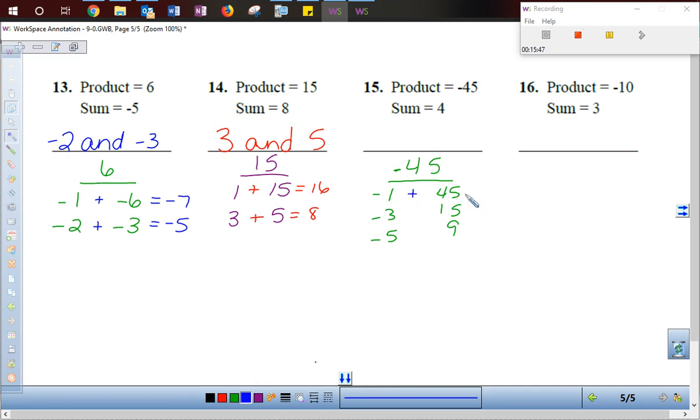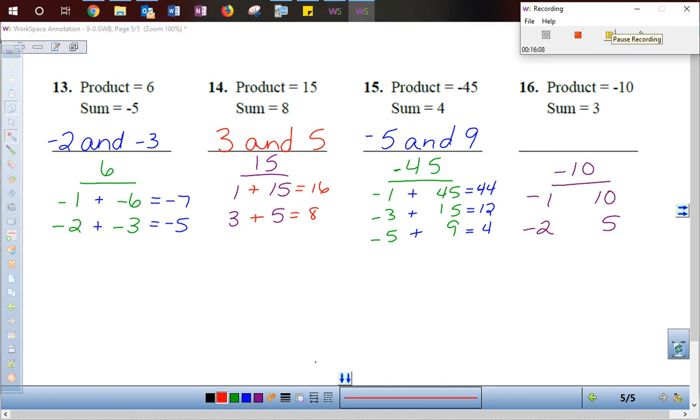So negative 1 and 45 gives me 44. Negative 3 and 15 gives me 12. And negative 5 and 9 gives me 4. So my two numbers are negative 5 and 9. Go ahead and pause the video and do number 16 on your own.